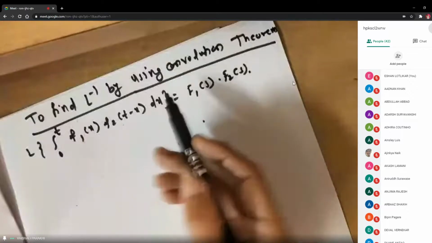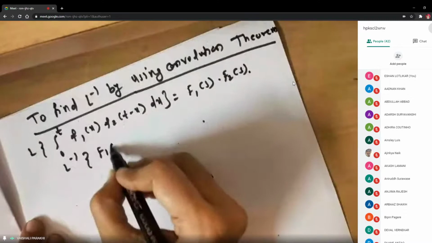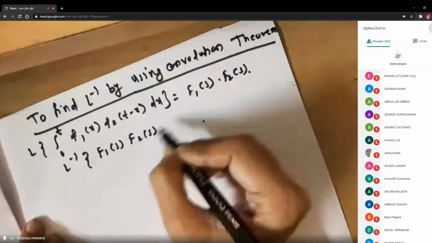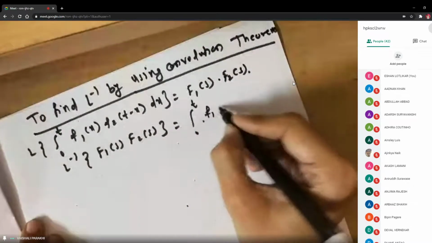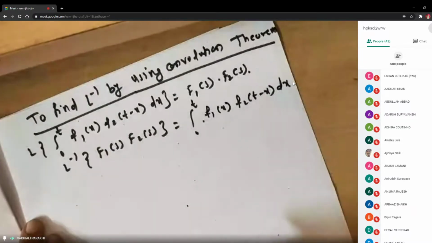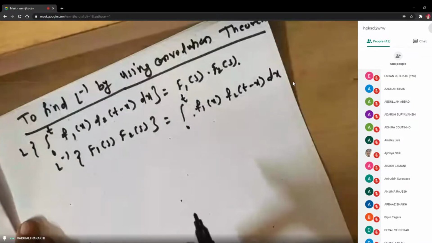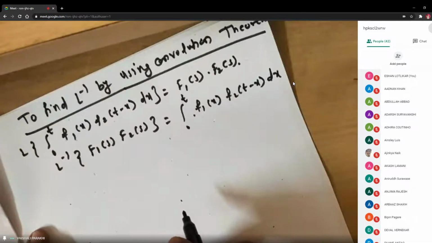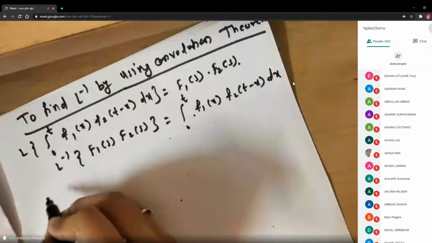L inverse of F1 of S into F2 of S, which is equal to the integral from 0 to t, F1 of X, F2 of t minus X dx. Okay. This is your formula. We use this formula whenever you need to find L inverse of a product of two terms. So you mention there, students.